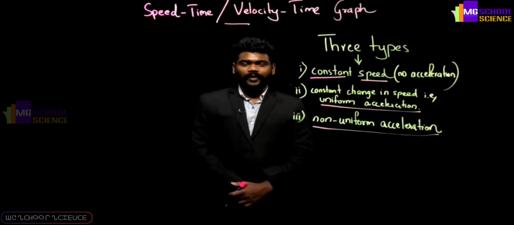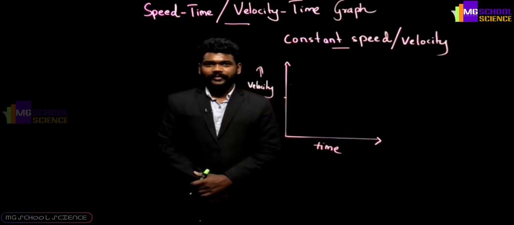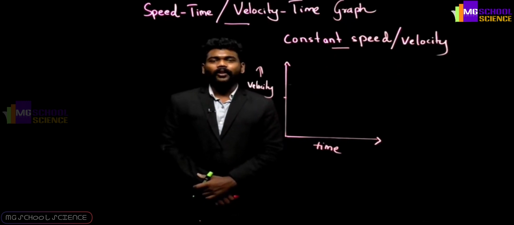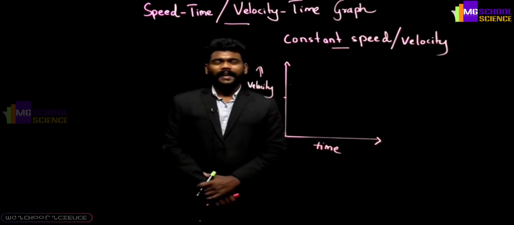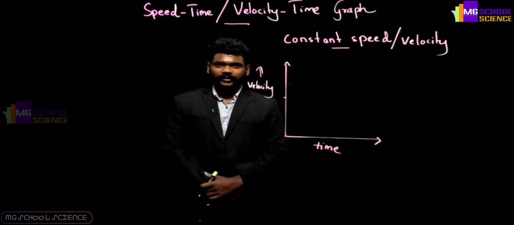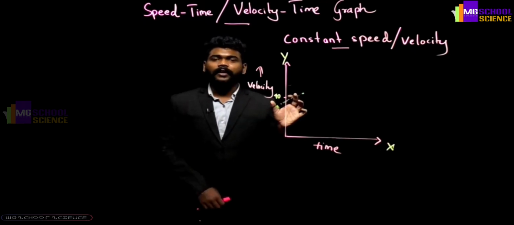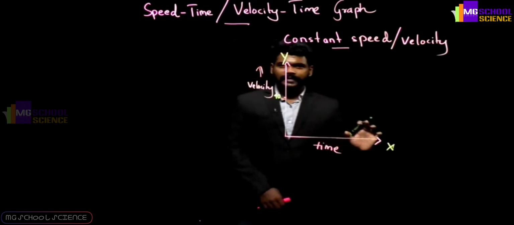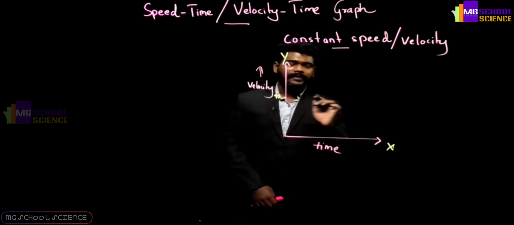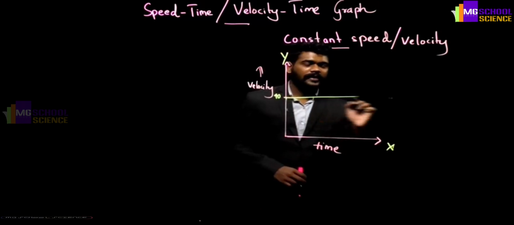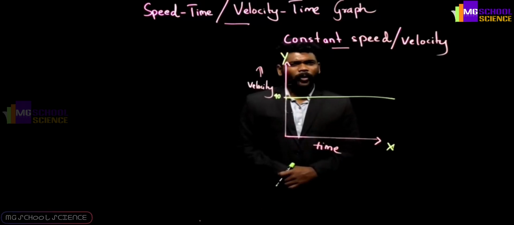Constant velocity graph. Consider a car moving on a highway with a constant speed of 40 km an hour. For any interval of time, the car will be at a constant speed of 40 km an hour. If this point represents 40 km an hour velocity on the y-axis, then even if the time passes, the car will be at the same velocity. Therefore, the graph will be a straight line. Now, what quantities can be derived from this graph?